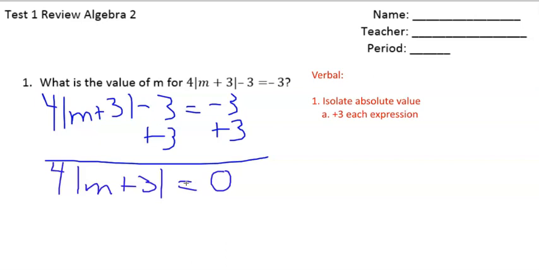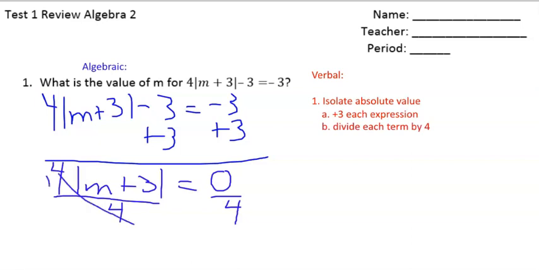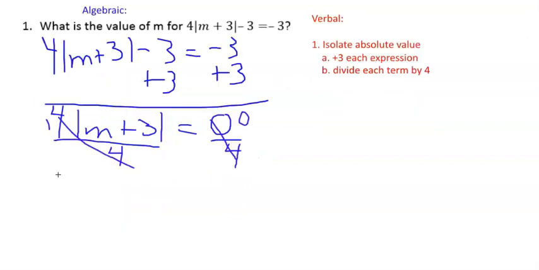To continue to isolate the absolute value, we want to divide by this coefficient 4. So divide each term by 4. So this cancels out, becomes a 1, and this is a 0. So then we have the absolute value of m plus 3 equals 0.